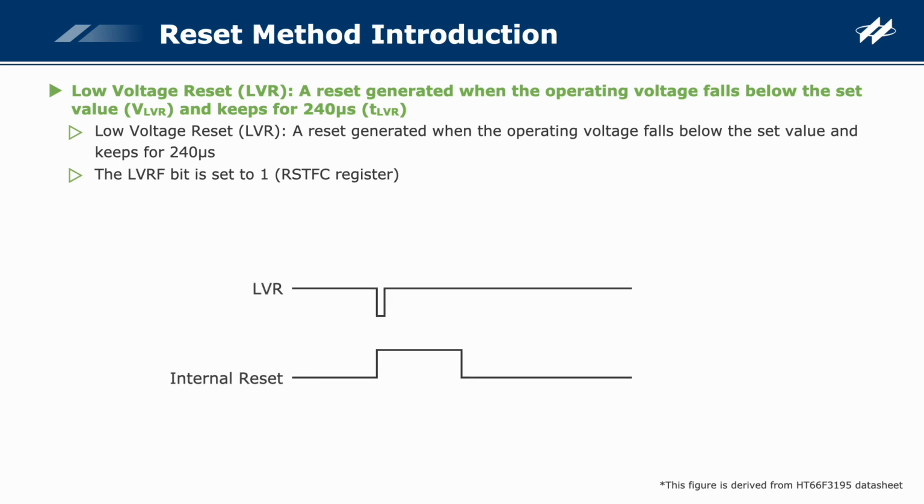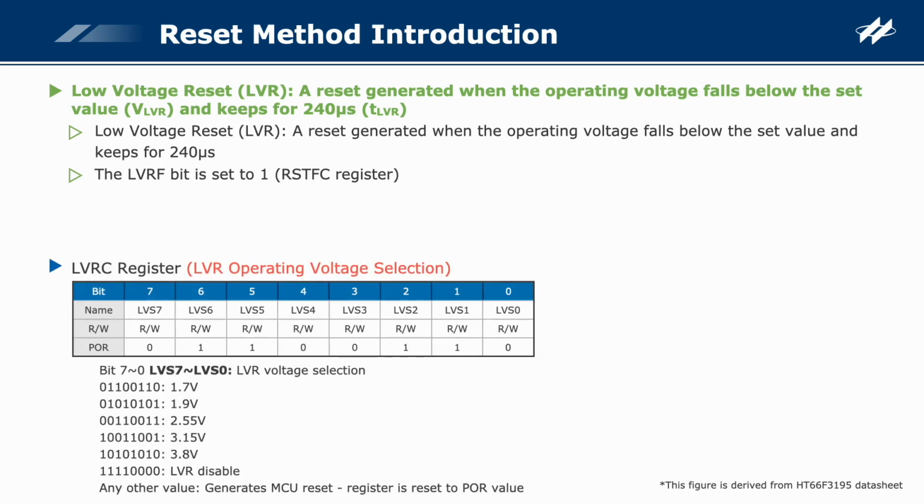As shown in the figure, when the power supply voltage is below the set value and continues 240 microseconds, the MCU will be reset. When the power supply rises again and after at least 16 milliseconds, the MCU will restore to normal operation. The low voltage reset voltage setting value is set by the LVRC register.